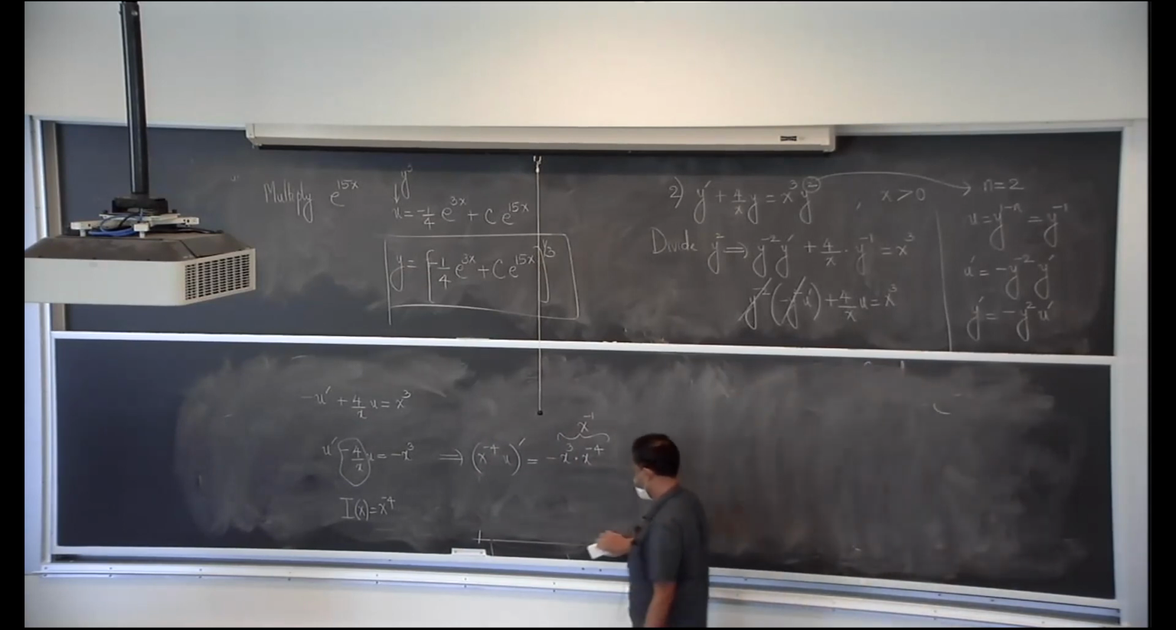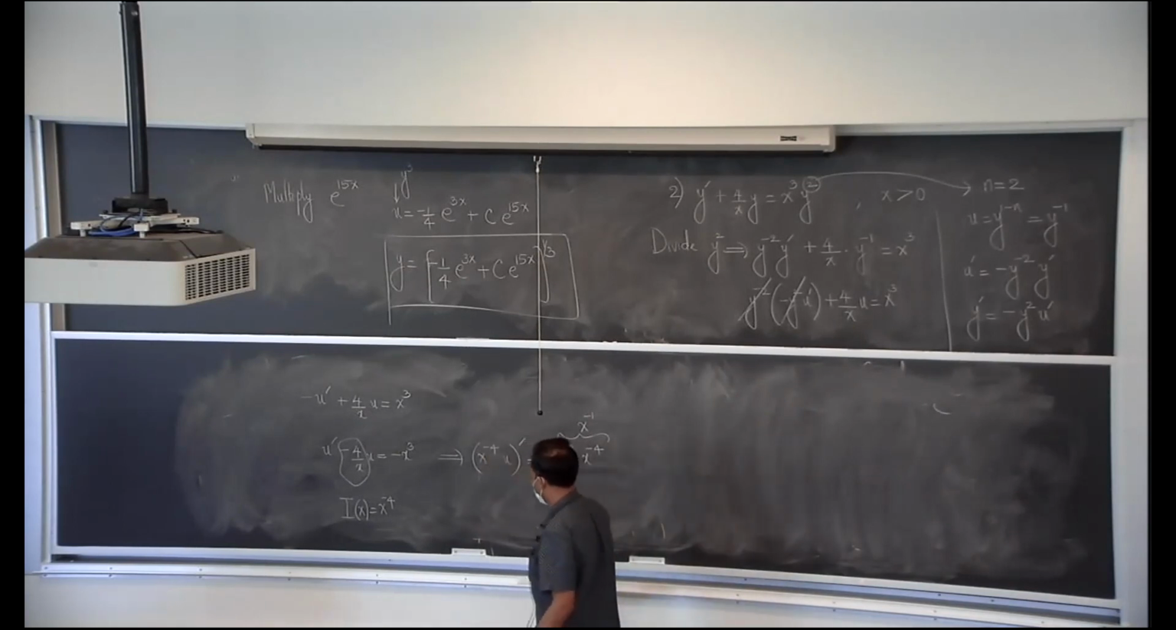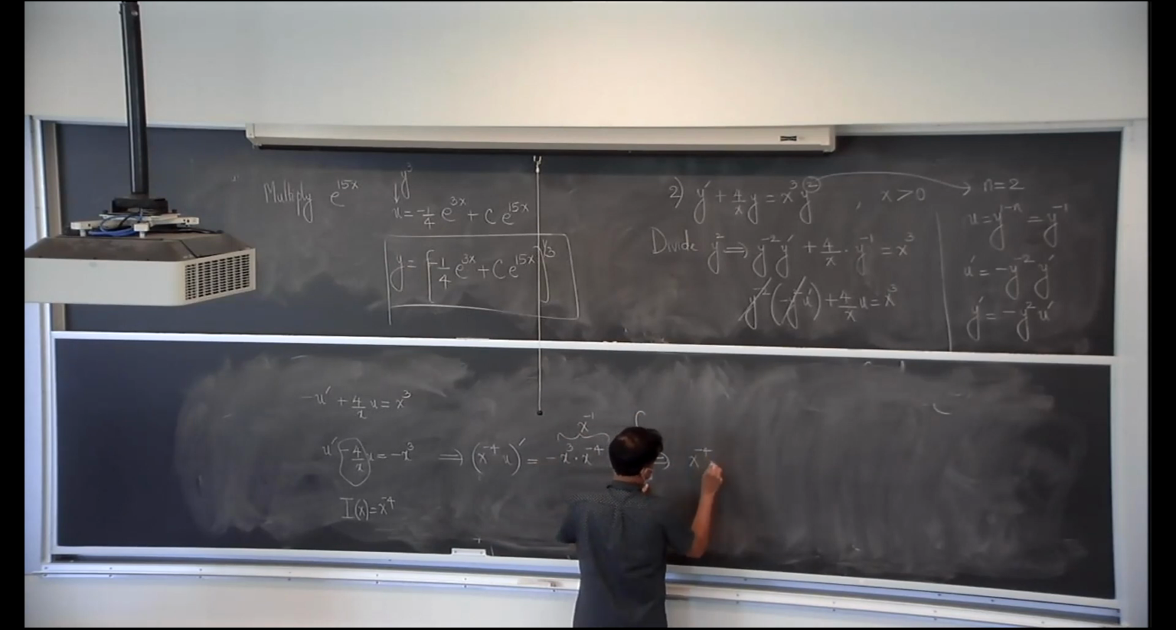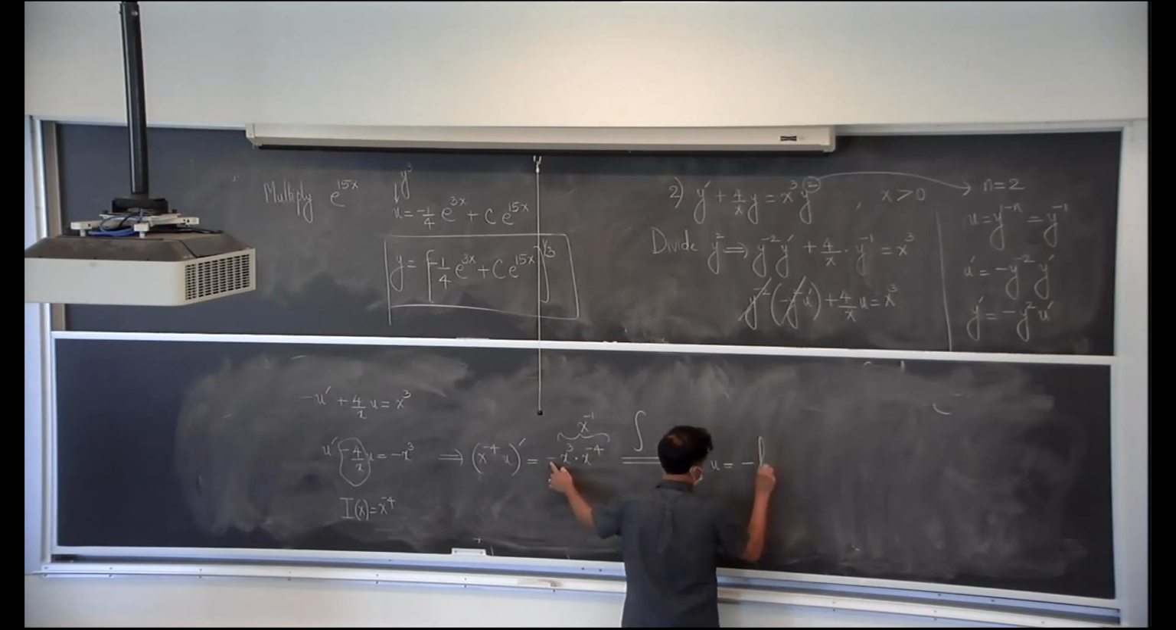Whose integral is the natural log of x, and we don't have to worry about whether x is positive or negative. It's given that it's strictly positive. Okay. So if you integrate this, you get x to the power of negative 4 times u equal to negative the natural log of x plus c.